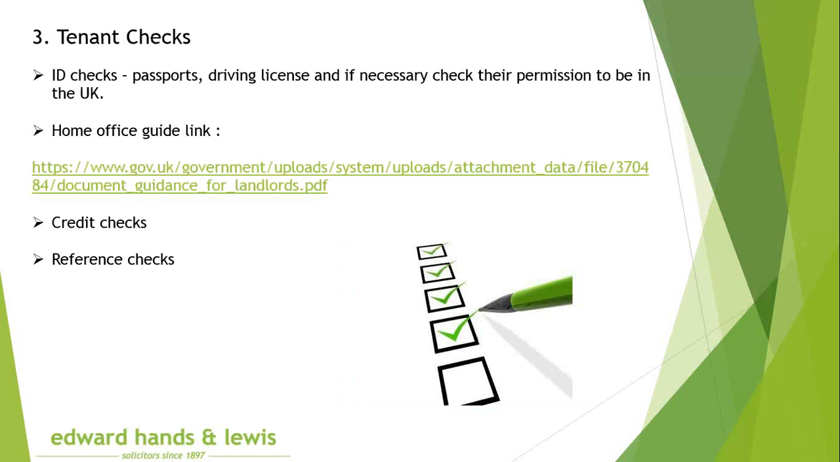Tenant checks. You need to do your background checks, your ID checks. Check passports, driving licence, and if the tenant is not British, you'll need to check their permission to be in the UK. I've set out a link there to the Home Office Guide to checking tenants' permissions to live in the UK. You'll need to do credit checks, reference checks.